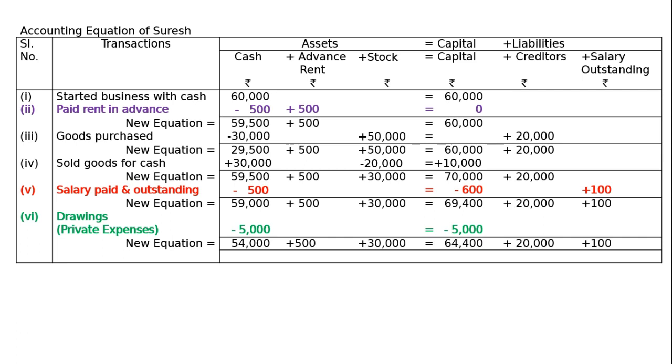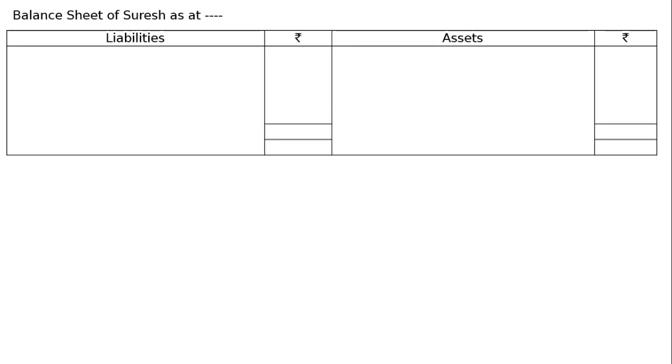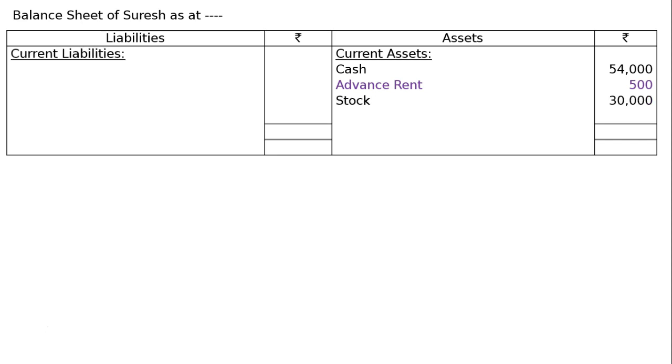Then we have to draw the balance sheet. We have to write down the balance sheet of Suresh as at the date. There is no date. We have liabilities and rupee symbol and assets and rupee symbol in this balance sheet. We can start from any side. It is better to start from the asset side. Current assets: cash rupees 54,000, advance rent rupees 500, stock rupees 30,000. Then current liabilities, we have creditors rupees 20,000, salary outstanding rupees 100.